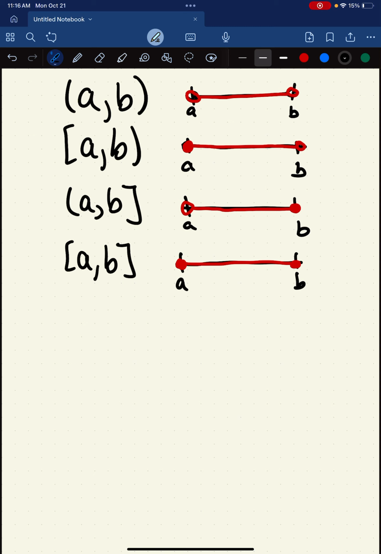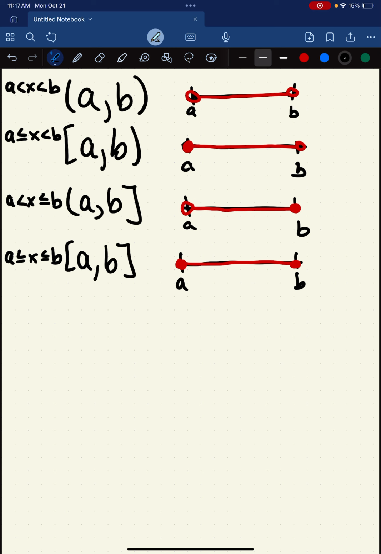And the first one's going to correspond, and I should have left room for this, to x is between A and B. The next one's going to be A is less than or equal to x is less than B. This one is A is less than x is less than or equal to B. And this one is A is less than or equal to x is less than or equal to B.